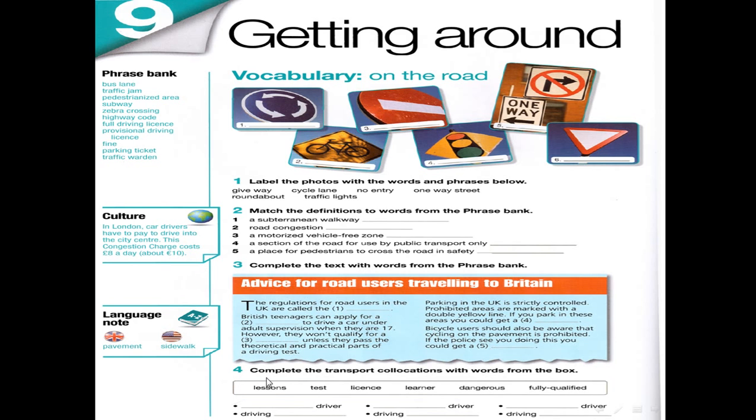Exercise 4. Complete the transport collocations. Collocations means two words usually together, with words from the box. Here we have words. Use them to complete the exercise. Use these words: lessons, test, license, learner, dangerous, and fully qualified. What do we say with the driver? We can say learner driver.